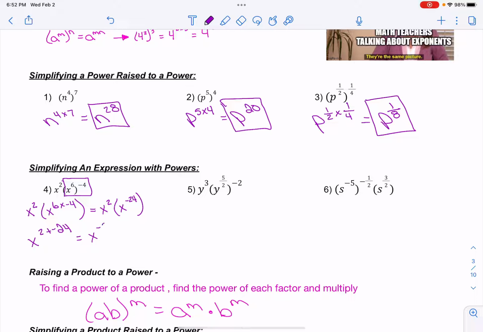2 plus -24 is -22. So again, bringing in more stuff from yesterday, we have a negative exponent. Remember, negative exponents, to make them positive, we just have to move them in our fraction. So in this case, we move it downstairs, and we get 1 over x to the 22nd power.